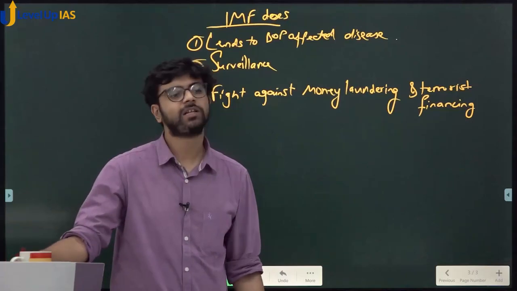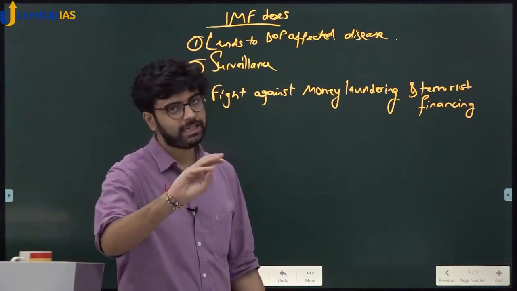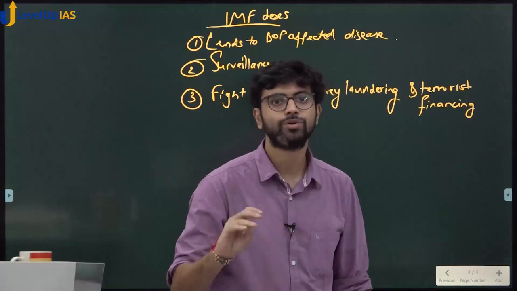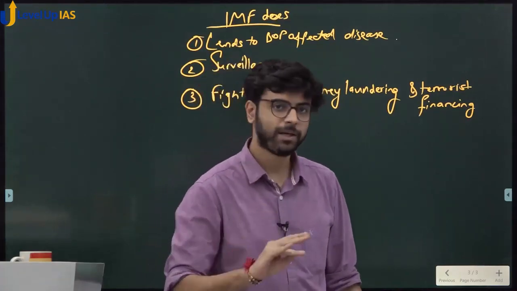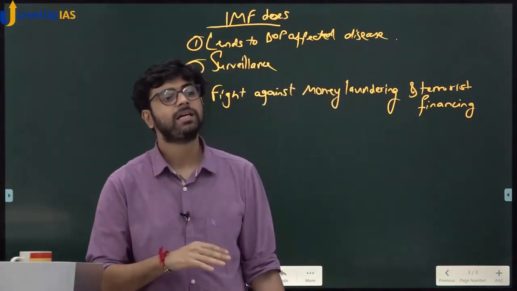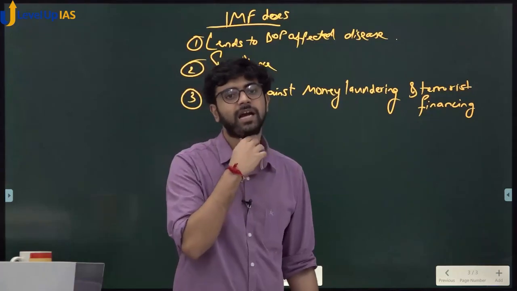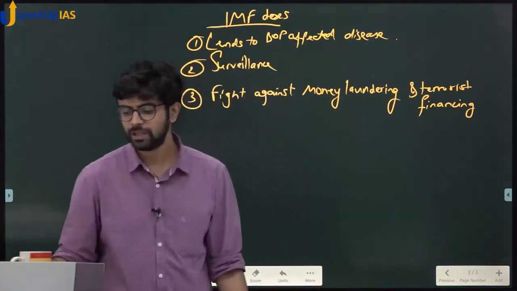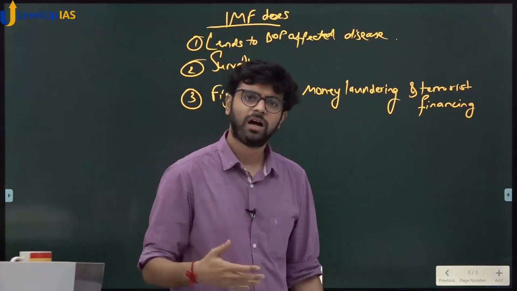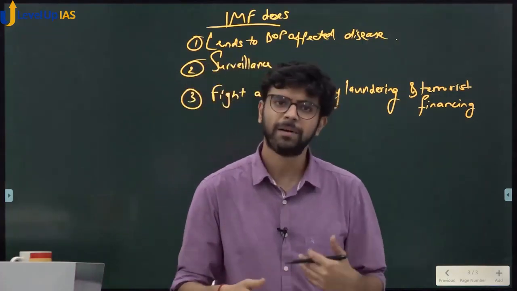These are the three jobs. What are the three jobs the IMF does? One, lends to countries in balance of payment crisis. Two, surveillance of monetary policies or any other policies. Three, helps fight against terrorist financing and money laundering. I hope you know what is money laundering. Money laundering is using illegal money, black money basically.